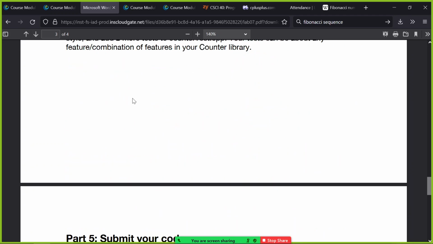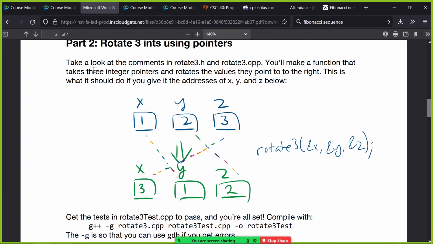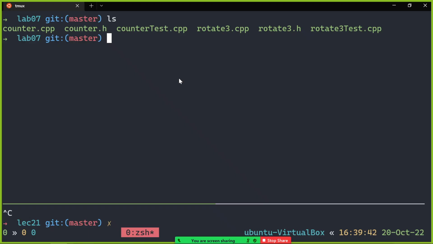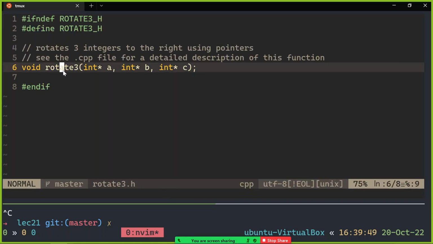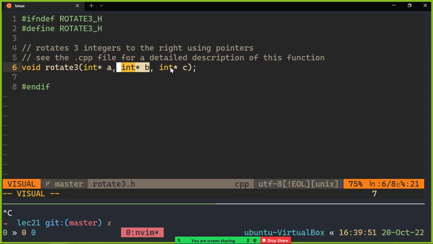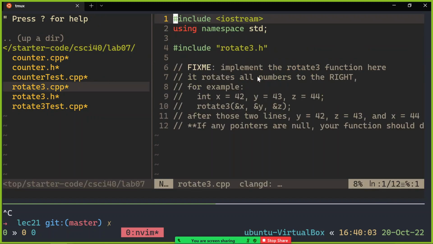There's two major parts. The first one is just use pointers to do something interesting. So the first one is called the rotate3 function, and here's what it's supposed to do. So you're going to implement the rotate3 function. There's a header file and a C++ file. So here's the header file. Rotate3 takes 3 int pointers, and it swaps the integers that they're pointing to. Okay? That's what needs to happen. You're going to rotate those 3 integers to the right, essentially.